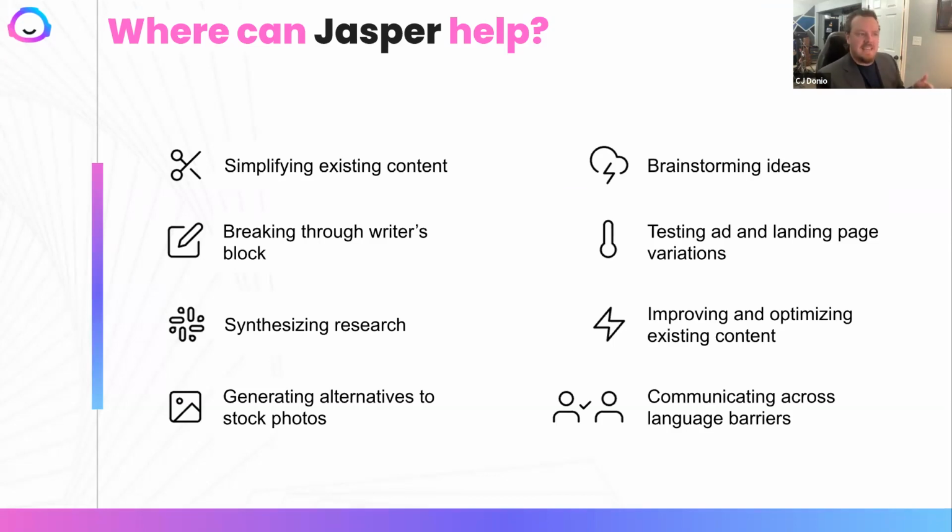You can also test ad and landing page variations. So what I mean by this is you could literally write text for your website. You can pop it into Jasper and say, okay, rephrase this. And now you've kind of got an A/B test. Which text is better that's facing customers on our webpage?